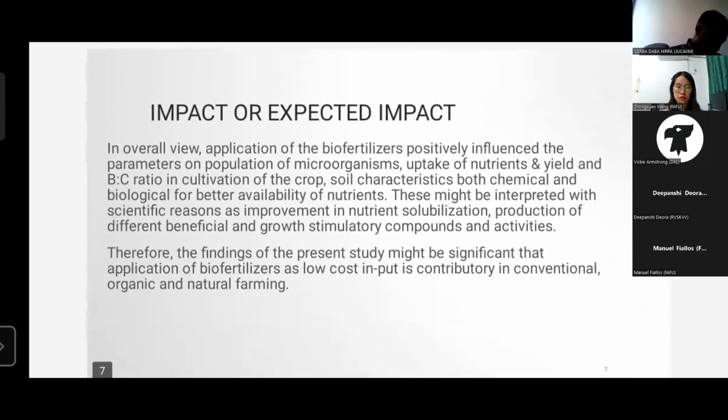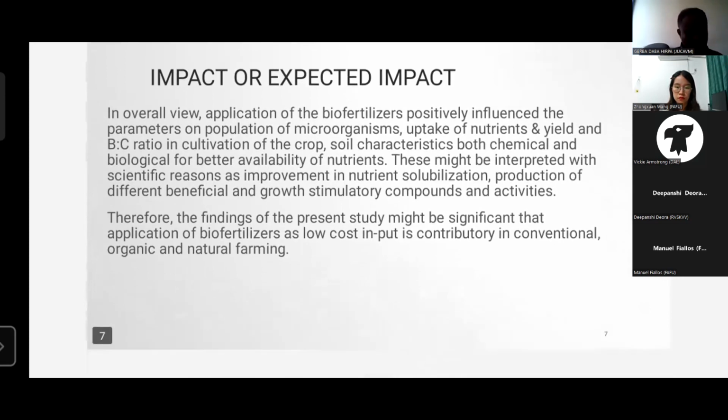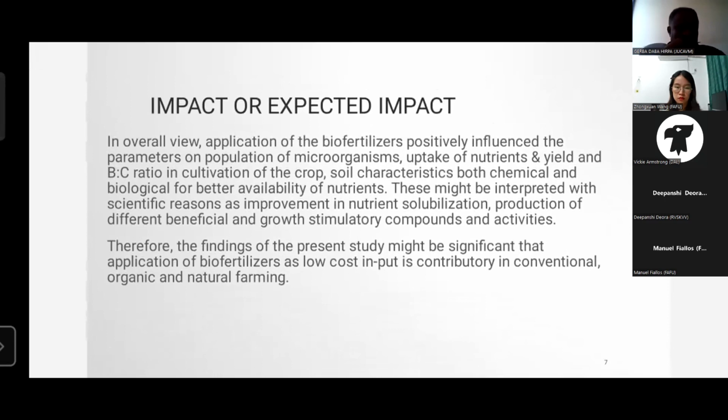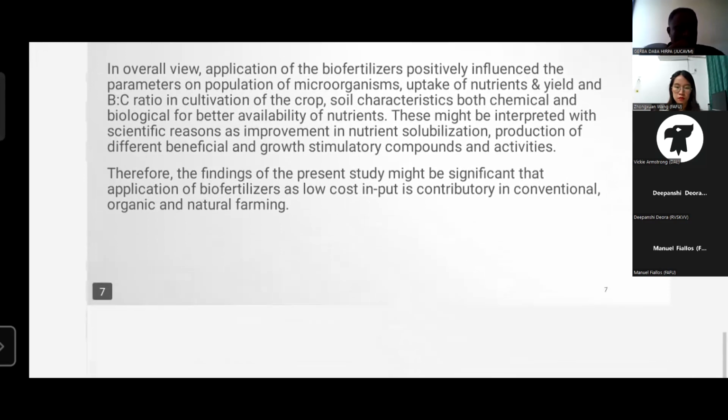Last but not the least, impact or expected impact. In overall view, the application of biofertilizers positively influences the population of microorganisms, uptake of nutrients, yield and BC ratio in cultivation of the crop, and soil characteristics, both chemical and biological, for better availability of nutrients. These might be interpreted with scientific reasons such as improved nutrient solubilization and production of different beneficial and growth stimulatory compounds and activities. Therefore, the findings of the present study might be significant in that application of biofertilizer as a low cost input is contributory in conventional, organic and natural farming.